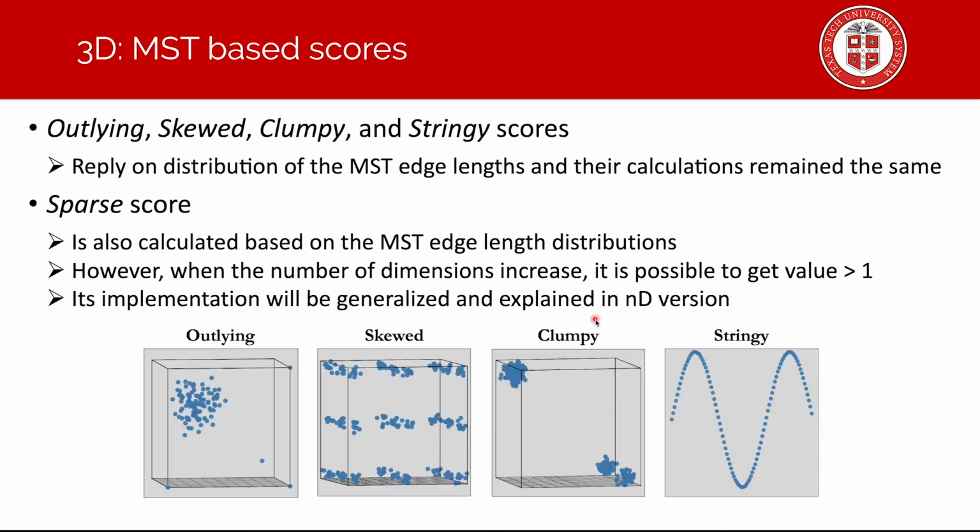3D implementations. For 3D implementations, the MST-based scores such as outlying, skewed, clumpy, and stringy scores rely on the distribution of MST edge lengths, and the conclusions remain the same as in the 2D implementation. The sparse score is also calculated based on the MST edge length distribution. However, when the dimensions increase, it is possible to get values greater than 1 for this score. That's why its implementation will be discussed later in the ND version. For outlying, skewed, clumpy, and stringy, these are 3D typical scatter plots for them.